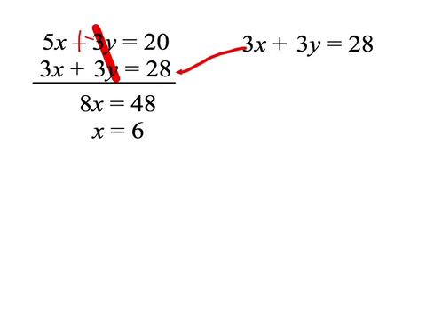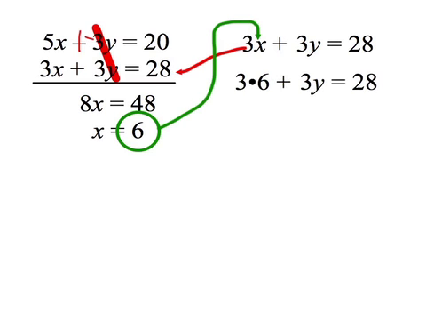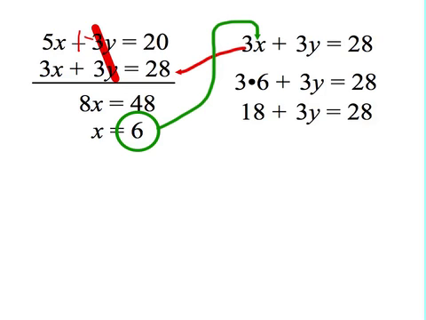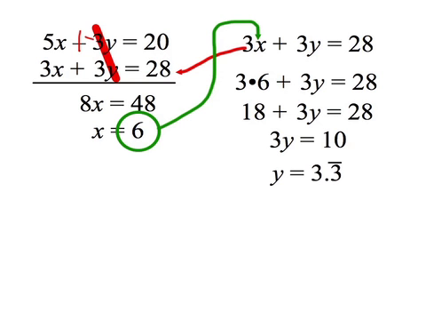Divide both sides by 8. X is 6. And then I take the 6 and I substitute it into the other equation, and I get 3 times 6 plus 3y is 28. 18 plus 3y is 28. I add -18 to both sides, and I get 3y is equal to 10. Divide both sides by 3. It's not an integer. There's no rule that says all answers have to be integers. So my solution for this system is that x is 6 and y equals 3 1/3, or written the way I wrote it, 3.3 repeating.